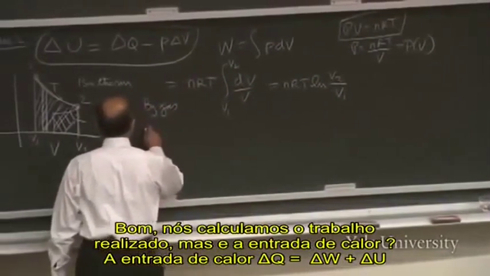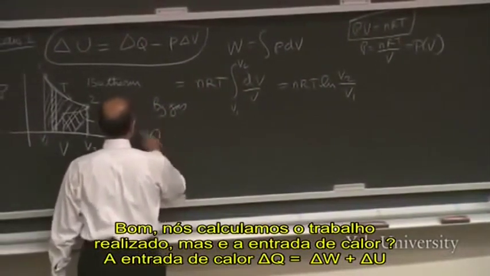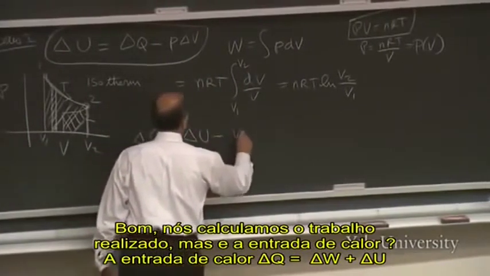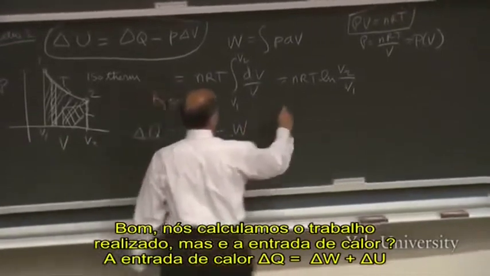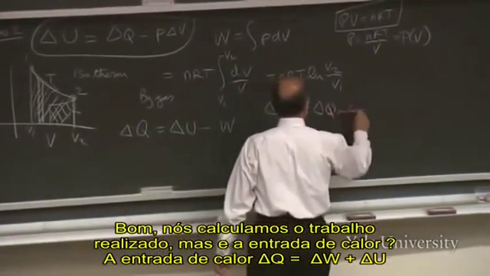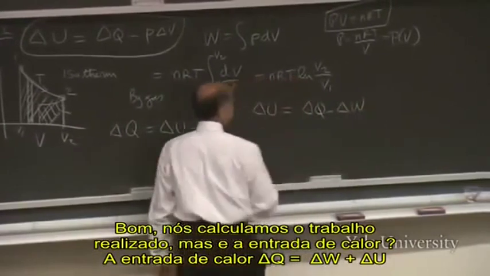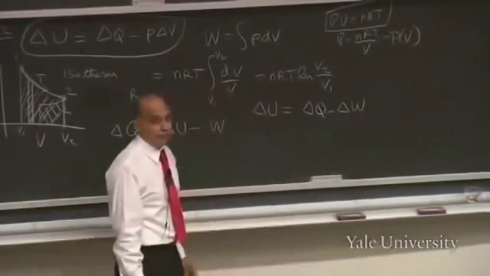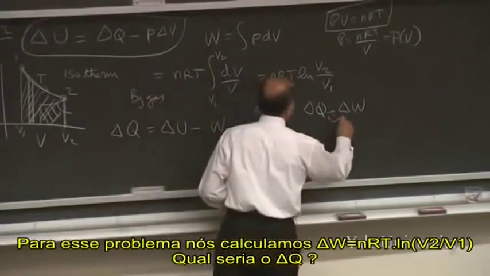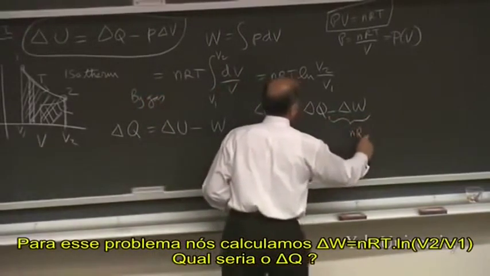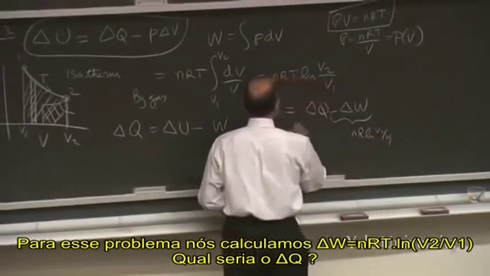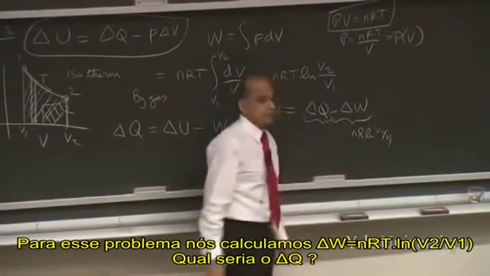What is the heat input? The heat input is the change in internal energy minus the work done. Let me see. The law was delta U is equal to delta Q minus delta W. Yeah, let's go back to this law. In this problem, delta W is what I just calculated, nRT whatever log V2 over V1. What is delta Q?